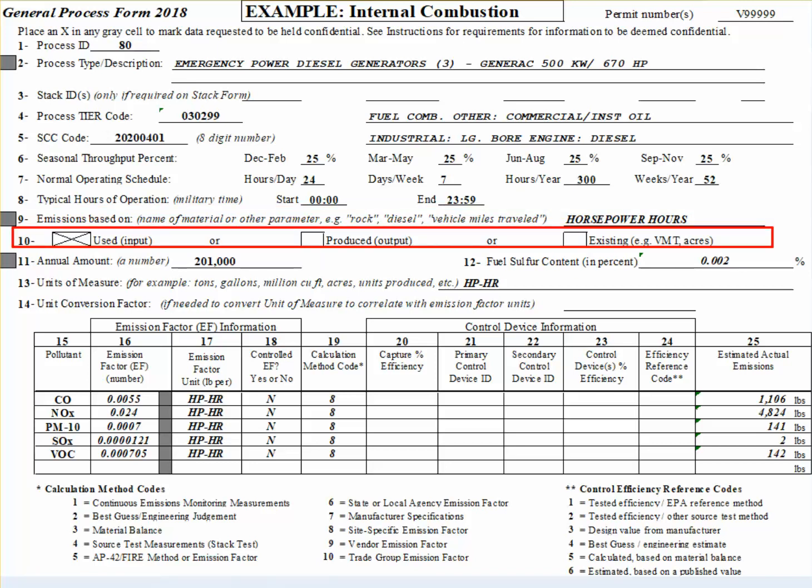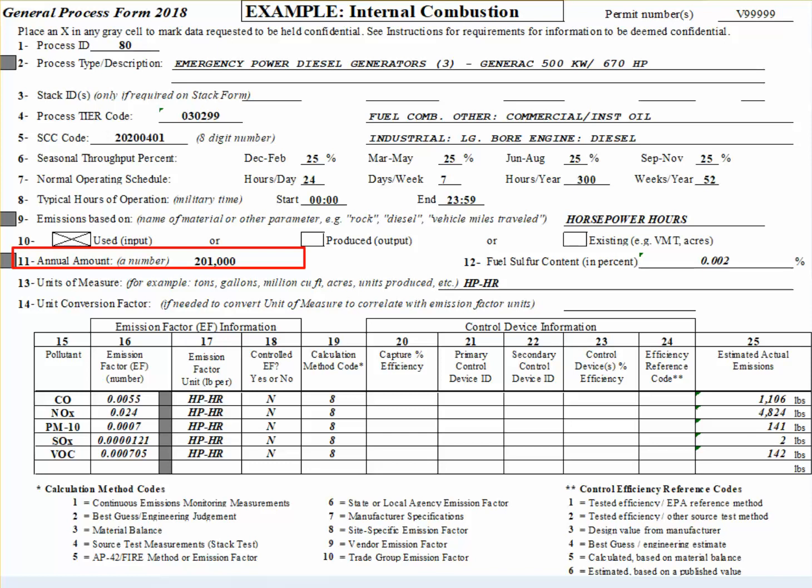Field 10 describes whether the throughput is in terms of material used or produced, or whether it is an existing value such as vehicle miles traveled or acres of sand and gravel storage piles. Field 11 indicates the annual amount of the material throughput used for the emissions calculations in terms of gallons, hours of operation, horsepower hours, amount of fuel used, vehicle miles traveled, or acres as examples. In this example, it is horsepower hours, which is 201,000 horsepower hours.